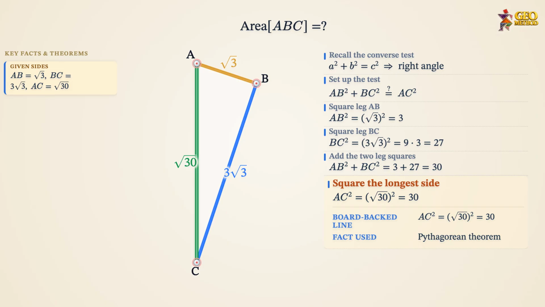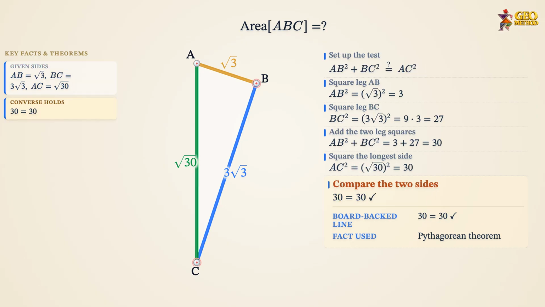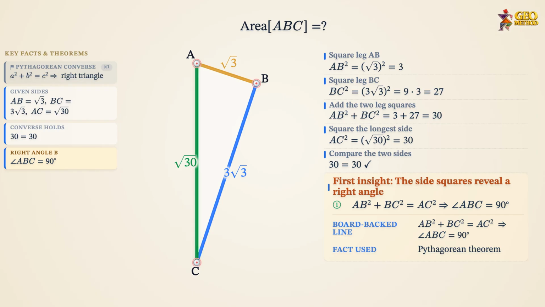Now the right side of the test. Square side AC. The square root of 30 squared is exactly 30. Keep that number in mind. Compare the two sides of the test. The legs gave 30, and the longest side gave 30. They match exactly, so the converse condition is satisfied. Our first insight is this: the side squares reveal a right angle.